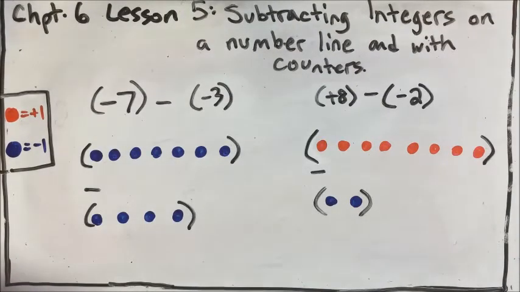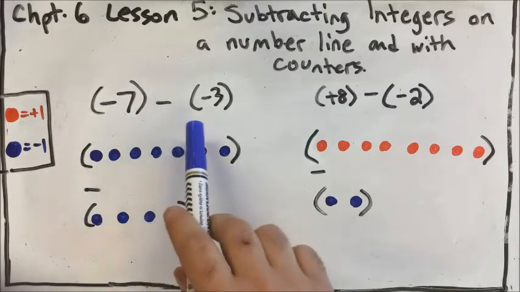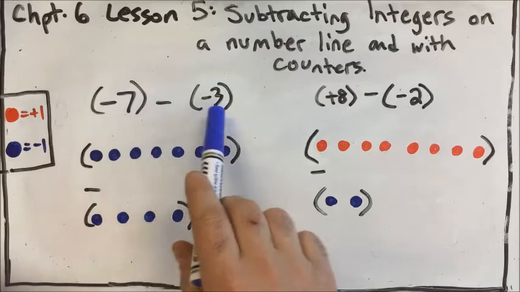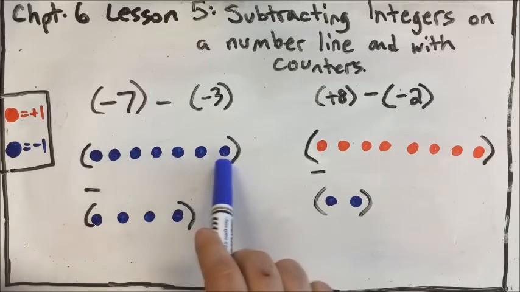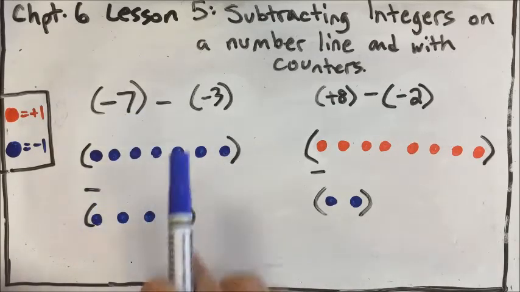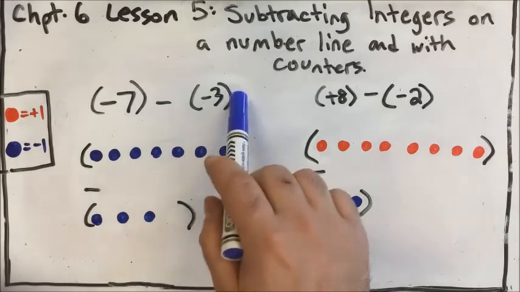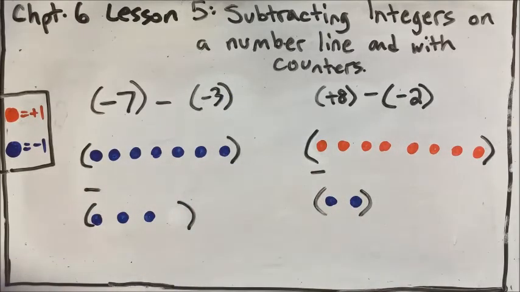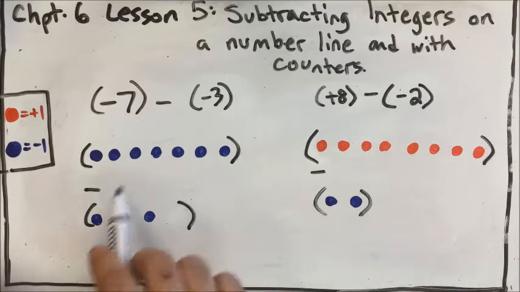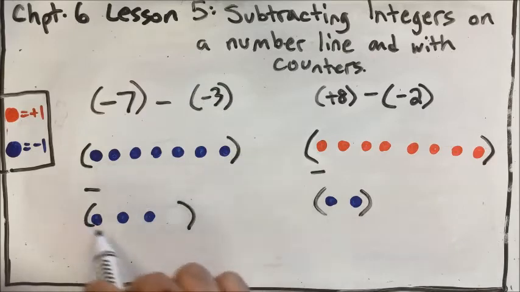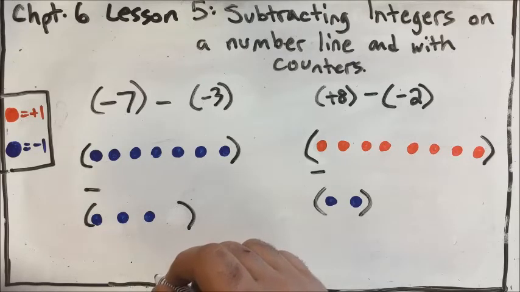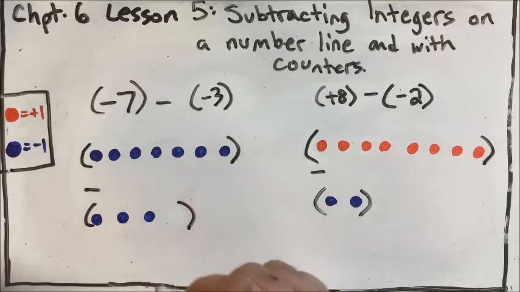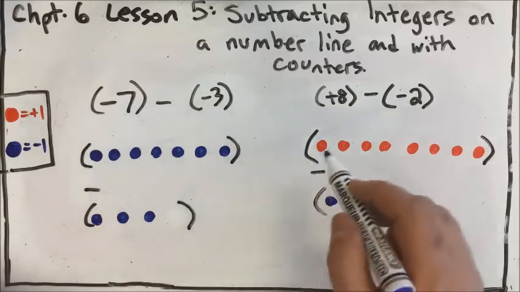When subtracting numbers with counters, we have two examples here for you. So the first one is negative 7 subtract negative 3. They are modeled here with 7 blue counters representing negative 7, 3 blue counters representing negative 3. When you subtract with counters, you want to get rid of the right side or the bottom row, depending on how your integers are shown. And by doing that, you can cross out like colors with like colors. So blue with blue and red with red.